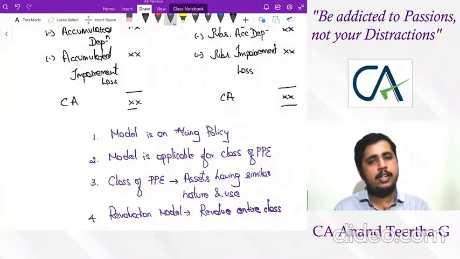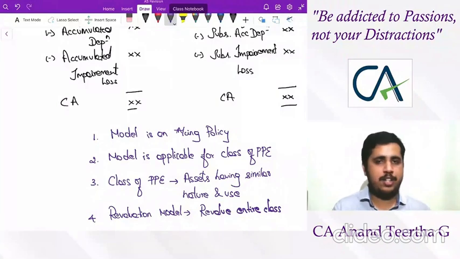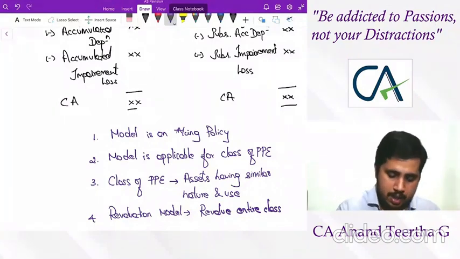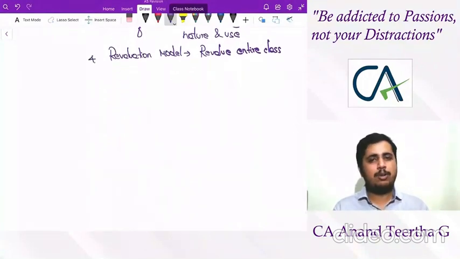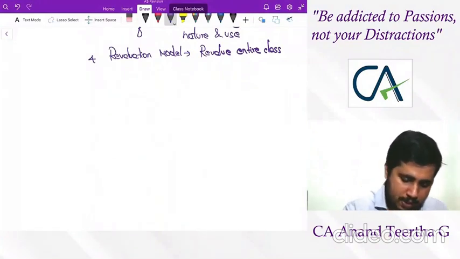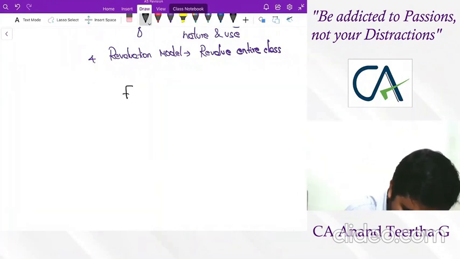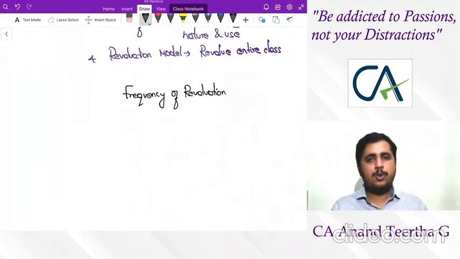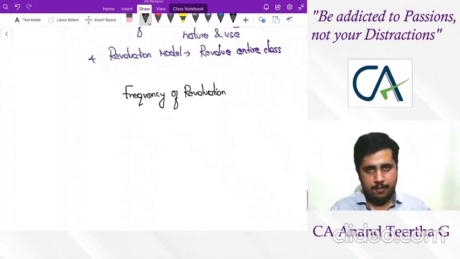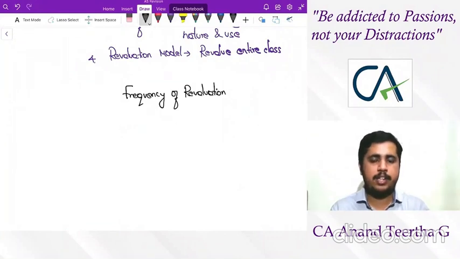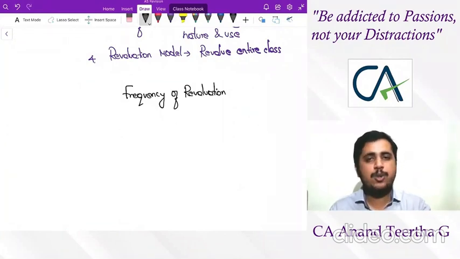So cost model, carrying value calculation; revaluation model, carrying value calculation. Now, certain extra things will come under the revaluation model, and we have to see those one by one. First, what is the frequency of revaluation? If you are going with the revaluation model, how often do you need to revalue the asset? Every month, every 6 months, every 1 year, every 3 years? What is the basis through which it should be done?